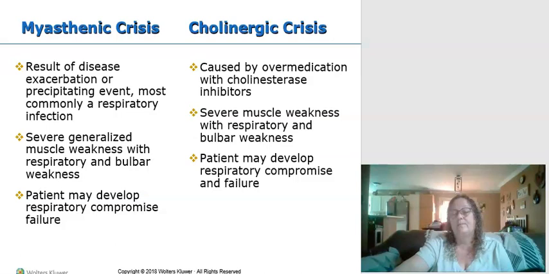Mechanical ventilation may be required. They may use atropine for the muscarinic effects of the overdose. And obviously in the myasthenic crisis, it may not be so much of an overdose as it is treating the triggering cause.